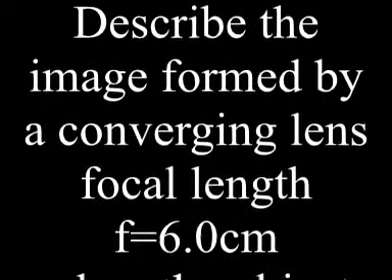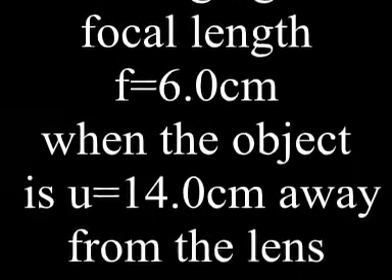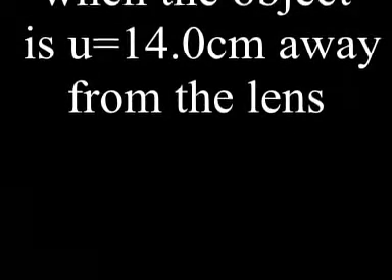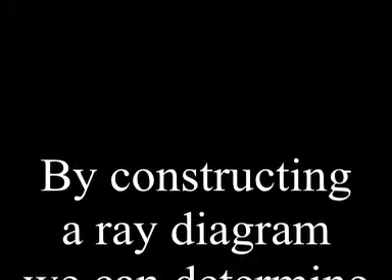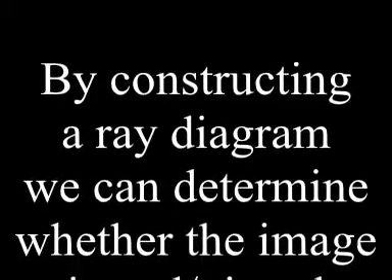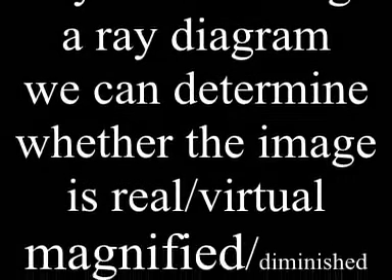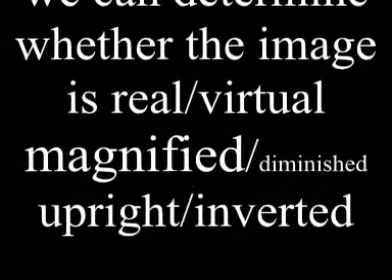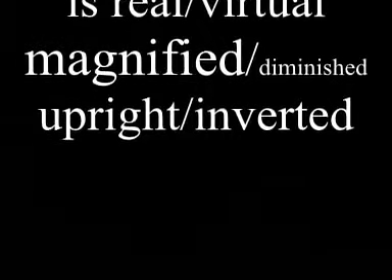Describe the image formed by a converging lens, with a focal length of 6 cm, when the object is placed 14 cm from the lens. We will need to draw a ray diagram in order to fully describe the image in terms of location, orientation, whether it is real or virtual, as well as its magnification.